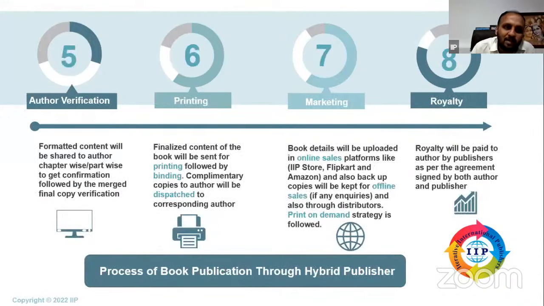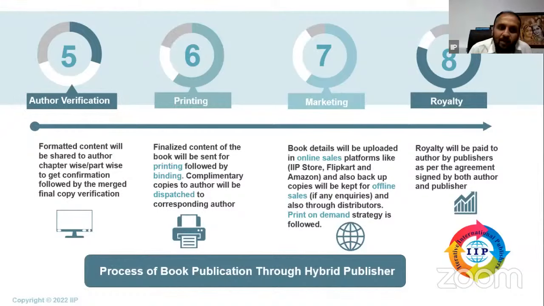After these four stages, next is the author verification stage. That is the formatted content. Formatted content will be shared with the author chapter-wise, and after formatting each chapter, the entire merged content, I mean the soft copy of the book, will be shared with the author. After his verification, he can review and give suggestions stage by stage, and we will incorporate all the suggestions, and then after the approval from the author end, we will go for the printing stage.